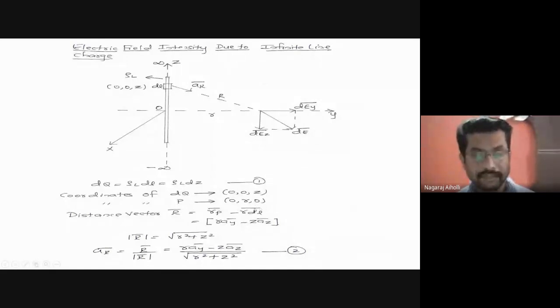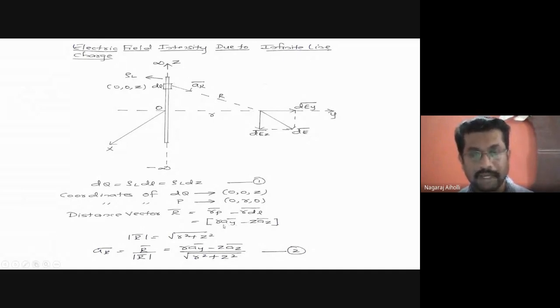Then the distance vector r bar. What will be the distance vector, students? The distance vector is the difference between this point and this point. I am finding the effect of this charge on the point P. Destination is this, source is this. Therefore, R P, the destination point P, minus R dl bar, the source. The distance vector from here to here is given by R P bar minus R dl bar.